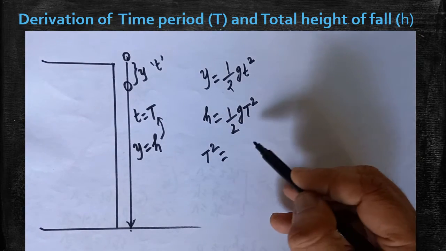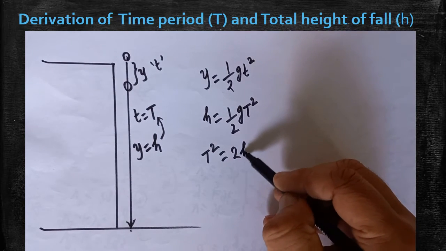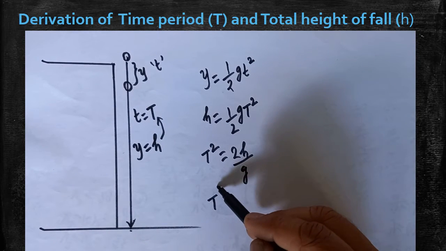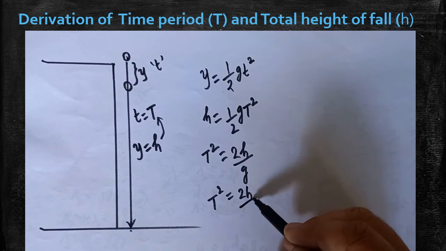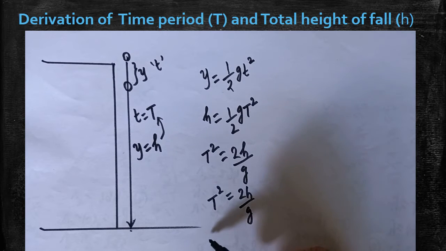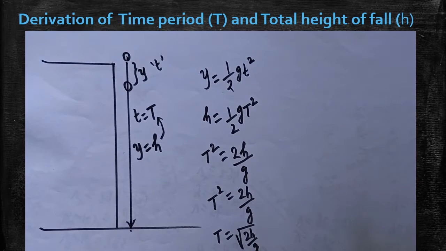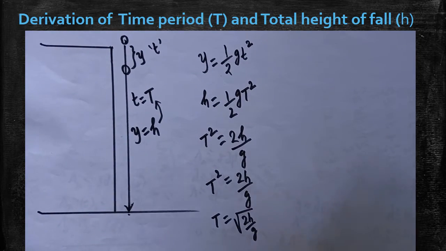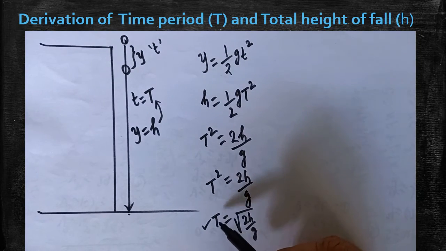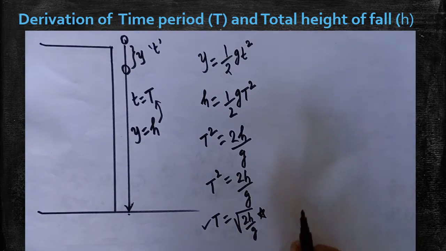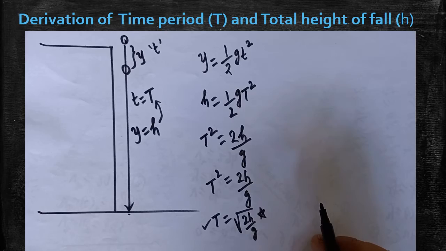t square is equal to, cross multiplying, 2h divided by g. To get t, take the square root on either side, and you will get t is equal to square root of 2h by g. Understood? By using this you can work out problems. Are you clear? So this is the time taken to travel from here to there. Very important expression.